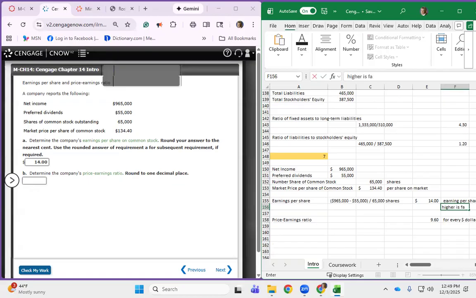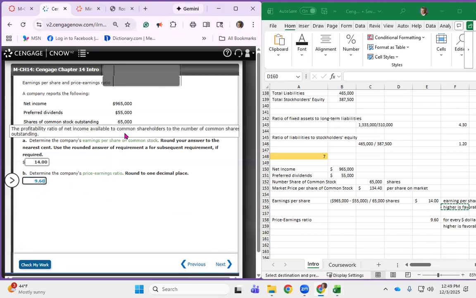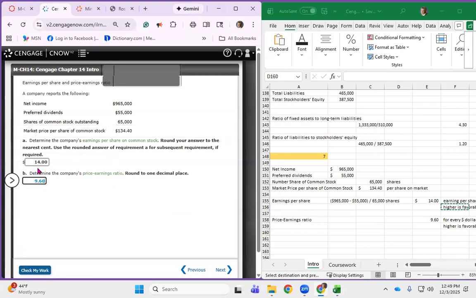Higher is favorable. It's good to know that. Let's put this in: 9.6 times. One more time: if you took the market price and divided by our earnings per share, that's 9.6 times our EPS. If this can get higher, we're doing even better.